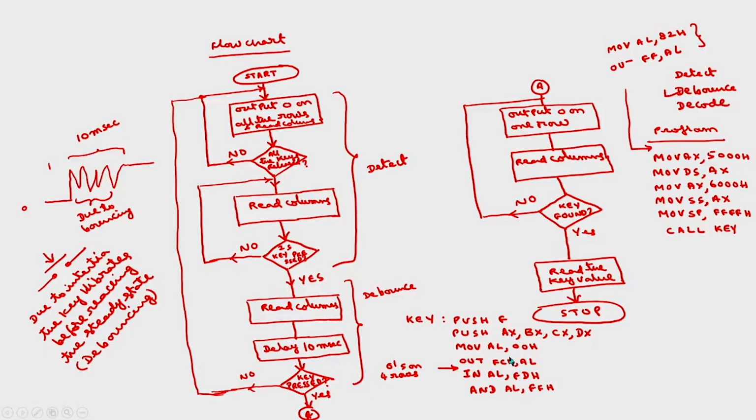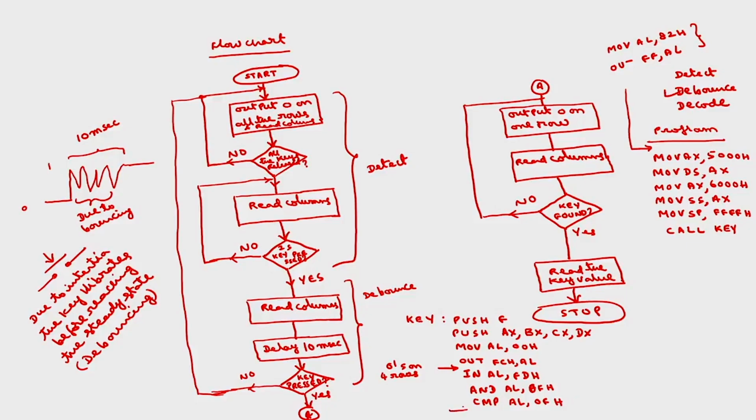Anyhow, the first 4 rows will be 0 0 0 because you have inputted 0 0, this will be 0. If any one of these 4 column status is 1, the AND operation will result in a non-zero value. Okay. So that is why I am comparing with: compare AL comma 0FH. This can be either FF or 0F, up to you, because the remaining 4 bits we are not using. Okay. Compare AL with 0FH.